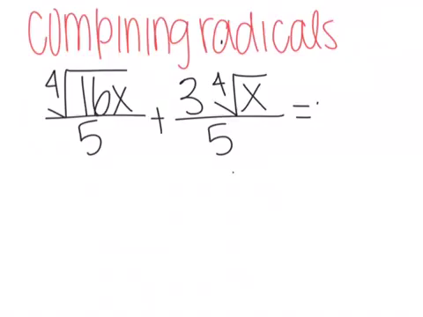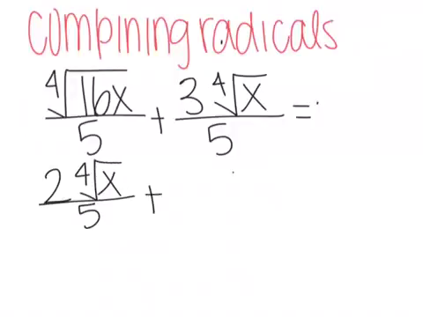The last example is combining radicals. So if we have the 4th root of 16x over 5 plus 3 times the 4th root of x over 5, first we need to simplify. So the 4th root of 16 is going to be 2. So take 2 out, and then you just have the 4th root of x over 5 plus, nothing comes out of 3 times the 4th root of x, so just leave that like it is.